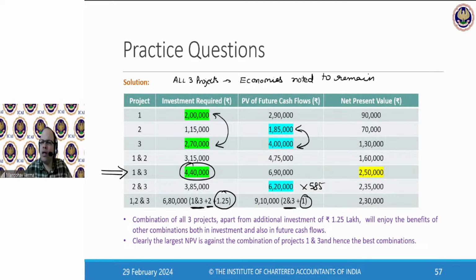See, or there is a shortcut. You could use the other projects' NPV, but that could be confusing. So I would not advise you to go there. Evaluate each option independently.